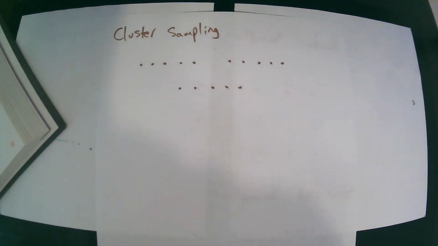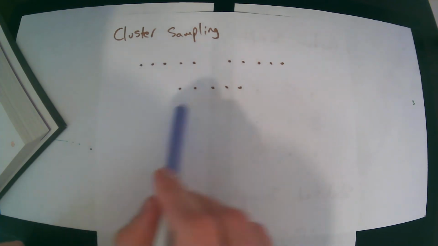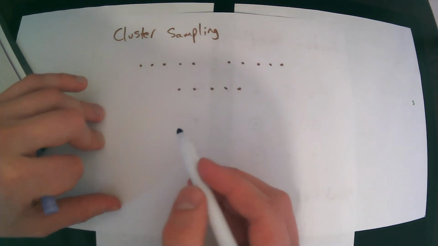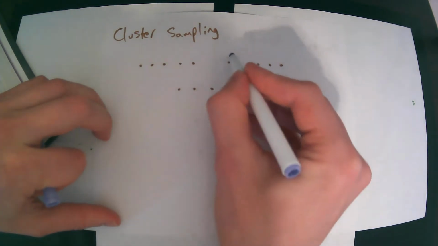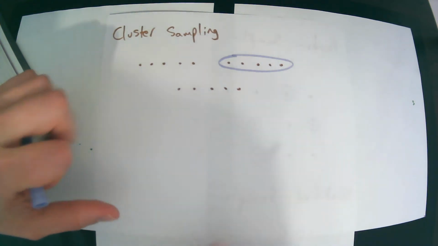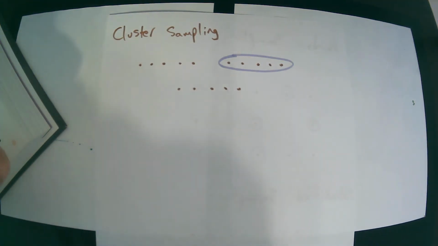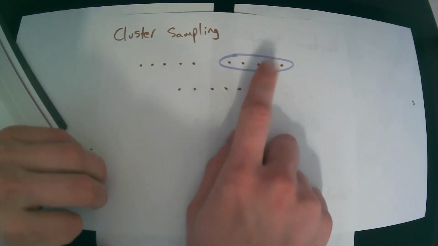So maybe I take my 15 dots here and I split them into 3 groups. Each one should be representative of the whole group as a whole. And then instead of selecting elements from each one like I would do for a stratified sample, I would just select the entire group, and then just measure this as my sample.